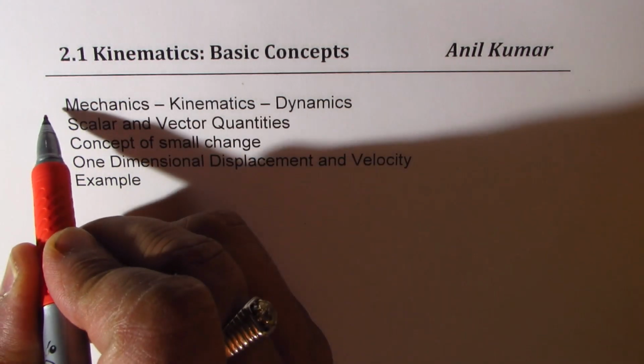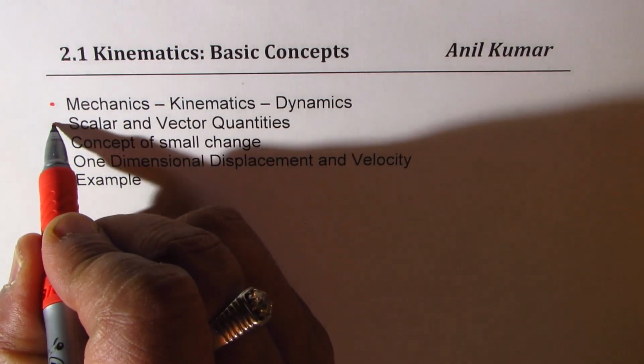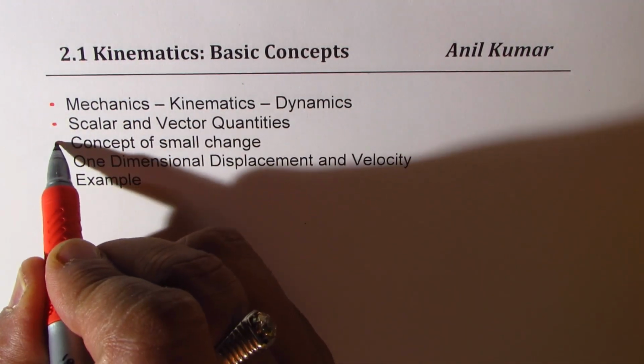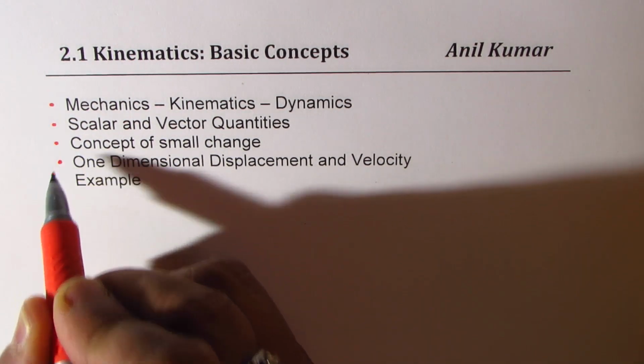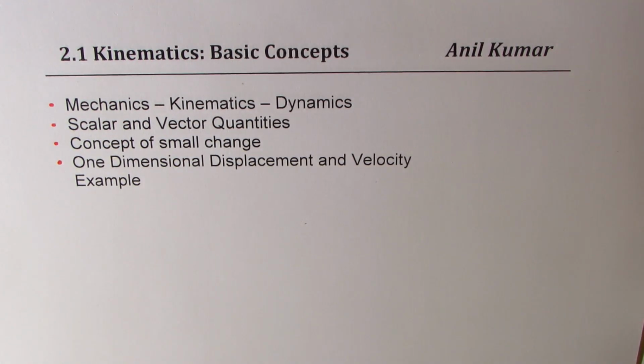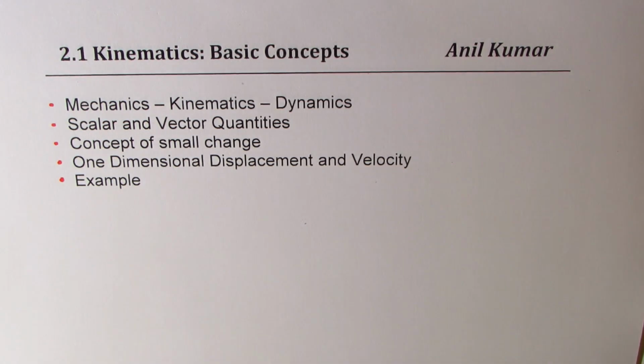I'm going to cover topics on mechanics, which includes kinematics and dynamics. We'll talk about scalar and vector quantities, and the concept of small change. Now this is a very important criterion which we need to understand when we move on to velocity. Then what we really mean by one-dimensional displacement and velocity. With the help of an example, we'll summarize what we have learned.